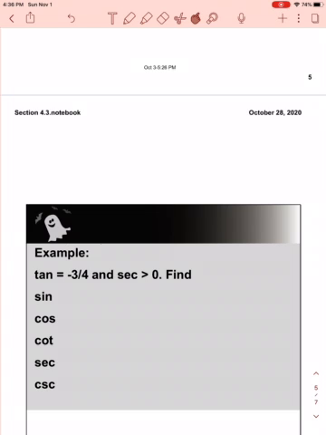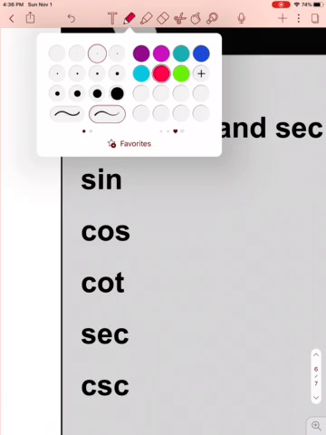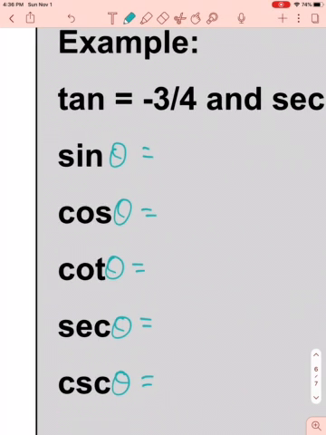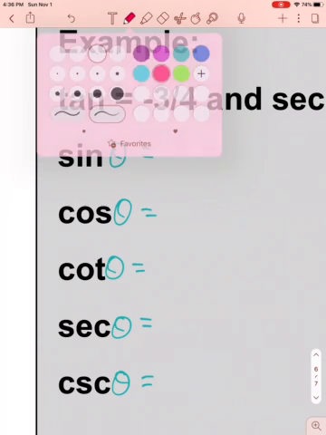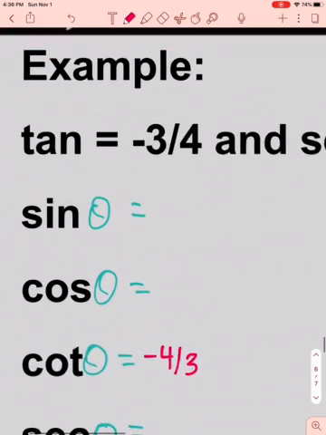This one gives us tangent and then asks us to find all of our other functions. So first of all, they should all have thetas, that bugs me. Sine, cosine, tangent, theta, okay. If we know tangent, then you automatically know cotangent. So you should be jumping down here automatically and flipping it and doing -4/3. So you're already partway done.